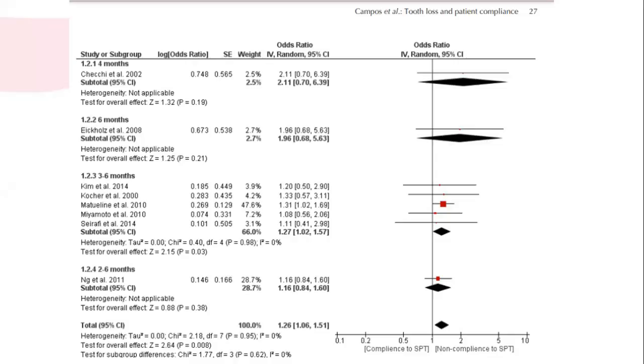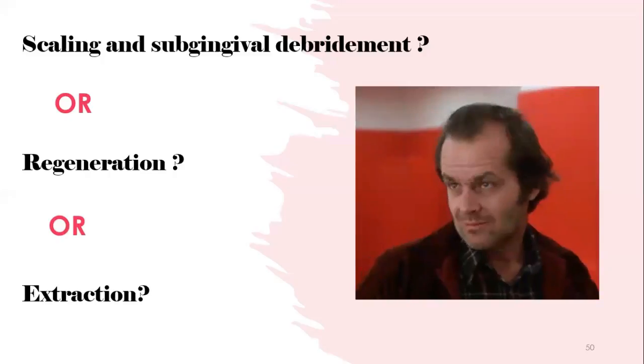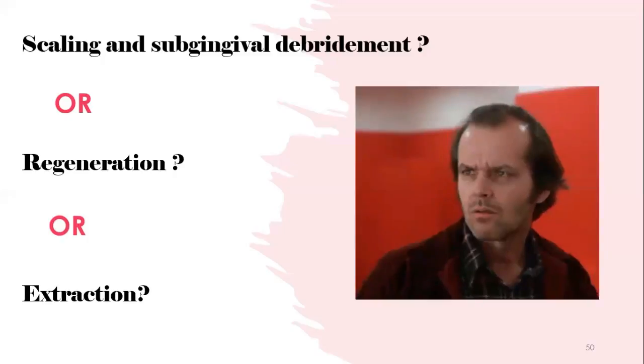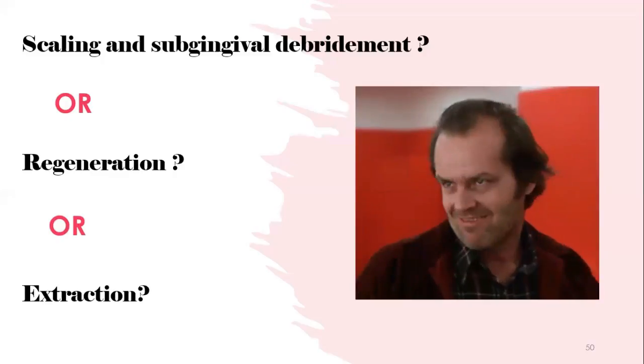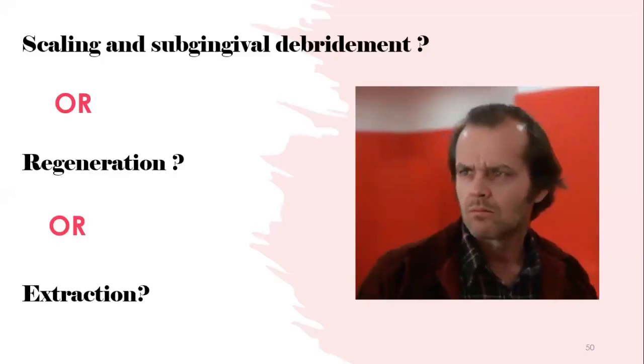The first plot reveals the results of patient compliance on tooth loss. All studies showed a statistically significant effect in favor of compliance to supportive periodontal therapy. Now, how can we treat the furcation involvement? Which is the most effective treatment in such cases? Should we choose scaling and subgingival debridement, regeneration, or extraction? I think we have to collect and gather all these treatment techniques in order to obtain a good result.